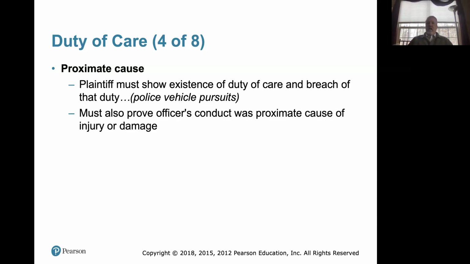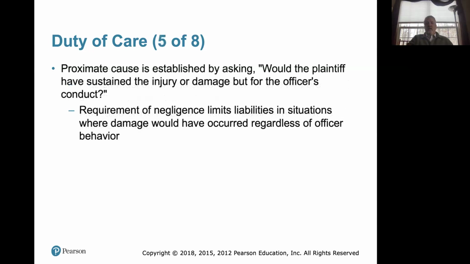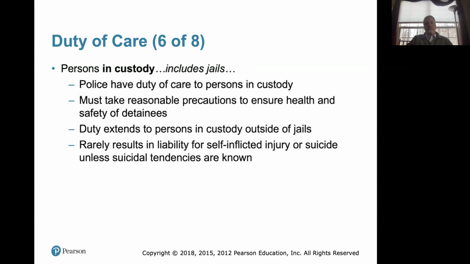But for the police behavior, would this injury have occurred? And it wasn't the police behavior that caused the wreck. It was the popping the wheelie that caused the wreck. And therefore, the police behavior wasn't the proximate cause. That's the argument. And as I indicated, proximate cause is established by asking, would the plaintiff have sustained the injury or damage but for the officer's conduct? And the requirement of negligence limits liabilities in situations where damage would have occurred regardless of the officer behavior, like I described.